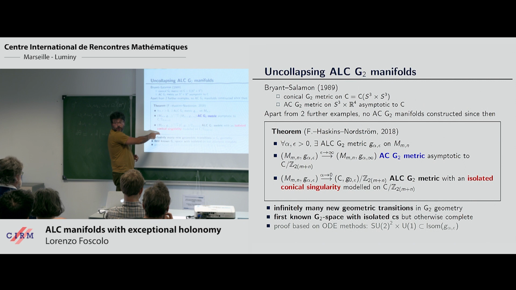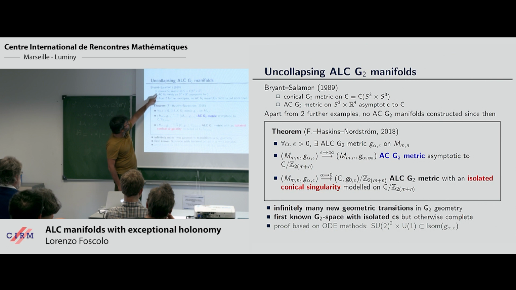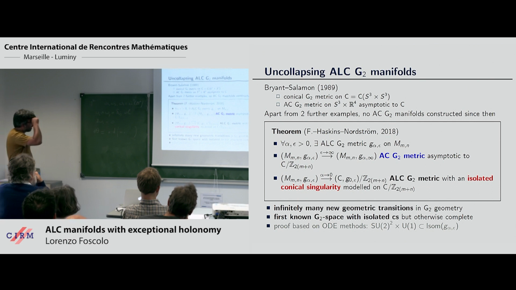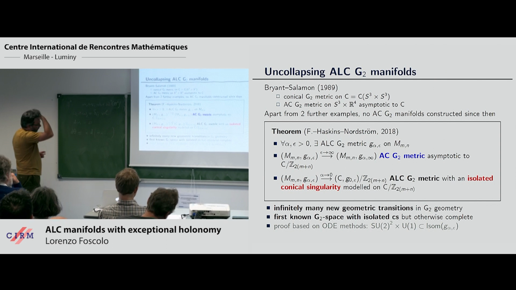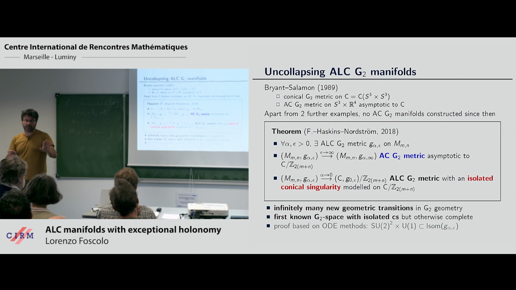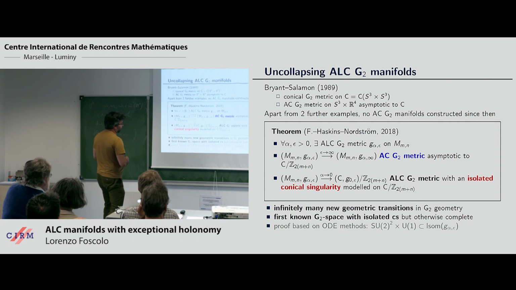In this case, the model is a cyclic quotient of an explicit conical metric on a topological cone over S3 times S3. This was constructed by Robert Bryant and Salamon in 1989. So things go as you would have hoped for. Proving this theorem uses this symmetry very strongly. You can reduce the setting to a system of nonlinear ODEs. You can't quite solve them explicitly, but you can qualitatively study these ODEs, prove existence of solutions, and study their behavior and qualitative properties.